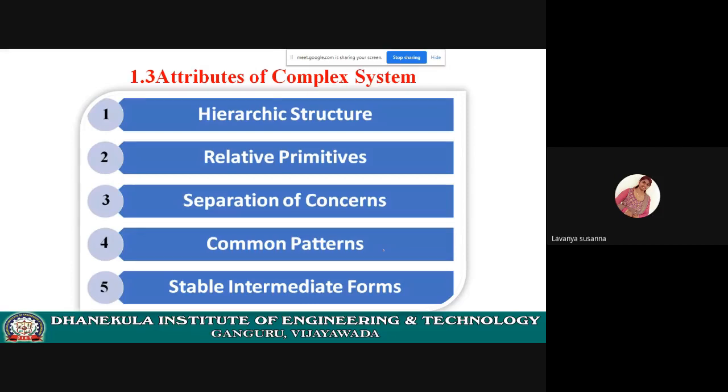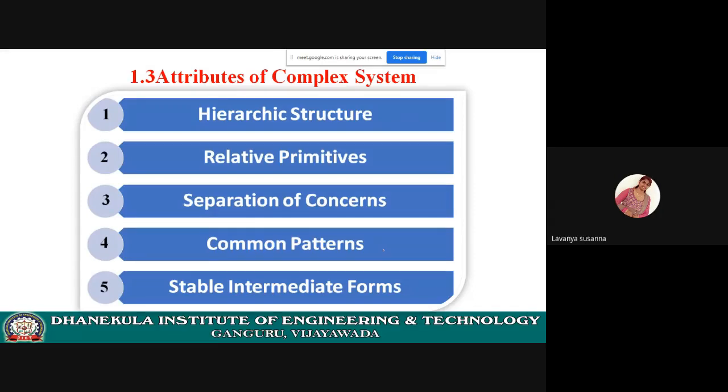Attributes of complex system. Attributes of complex system means these are the features or properties of a complex system. Every complex system will have these attributes. Without these attributes, the complex system will not be. Only a complex system contains these attributes or features.